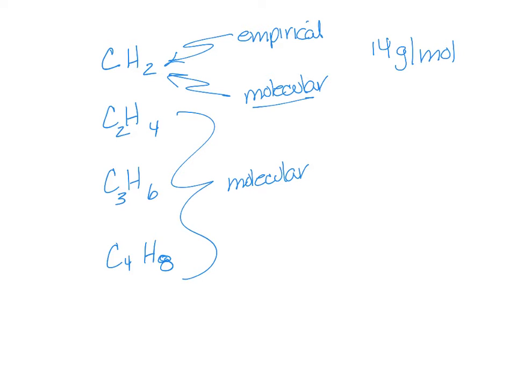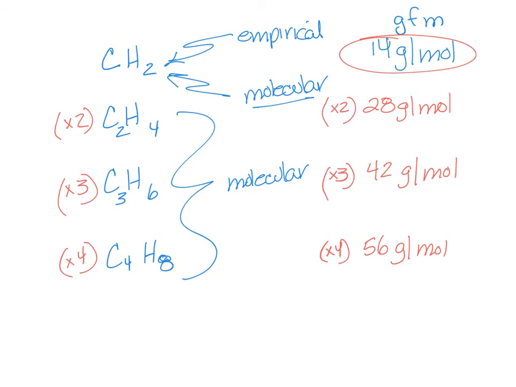The other thing to keep in mind when you're talking about empirical and molecular formulas is the gram formula mass. The gram formula mass also increases as a multiple of the empirical formula's gram formula mass. So if the empirical formula's gram formula mass is 14 grams per mole and C2H4 is twice the size of CH2, then the gram formula mass is also going to be twice as big. So you can see here I multiplied this empirical formula by 2 to get C2H4, and the gram formula mass of this empirical formula was also multiplied by 2 to get the molecular mass or the gram formula mass of this molecular formula. If I multiplied it by 3, then my gram formula mass would also be 14 times 3. If I multiplied it by 4, it would be 14 times 4.